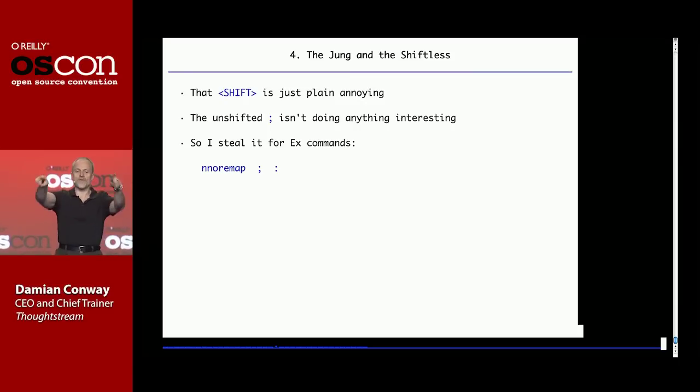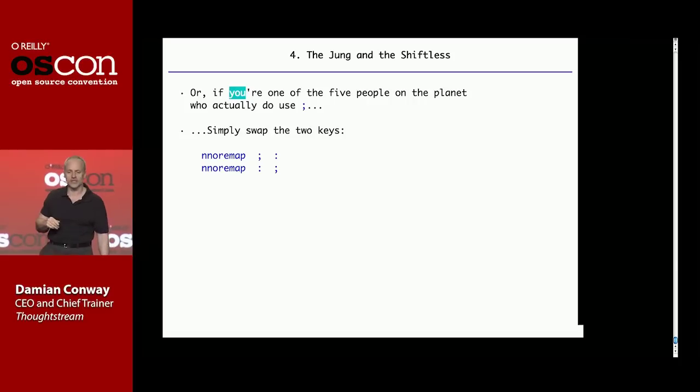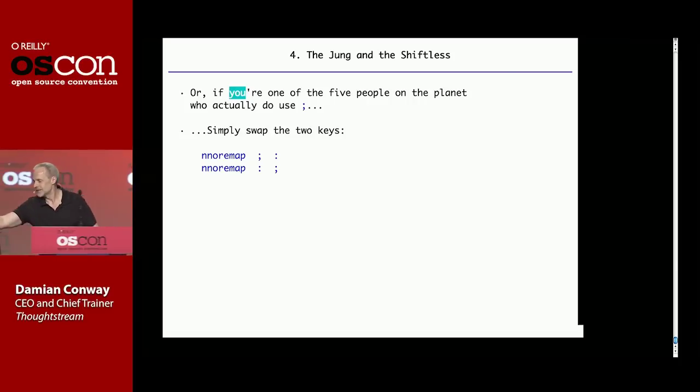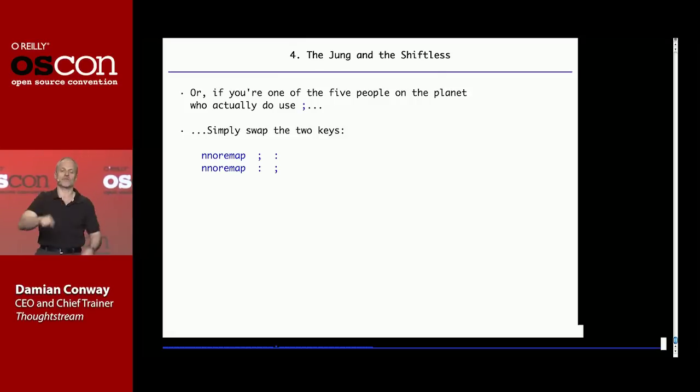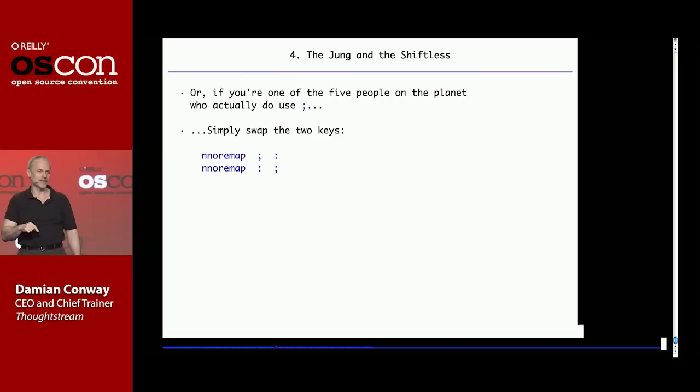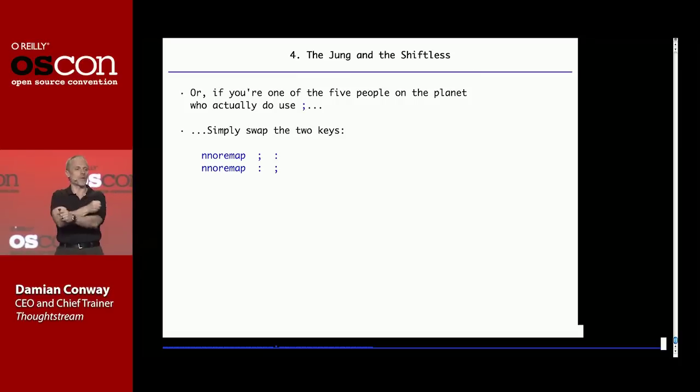Or if you are one of the 5 people in the room, and apparently the 5 people on the entire planet, that does use that semicolon, you can just nnoremap the two to each other. You've got to say nnoremap, otherwise you're mapping A to B and B to A, and it will just loop forever. But if you nnoremap it, it'll just swap them around.